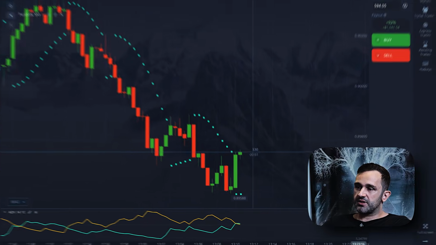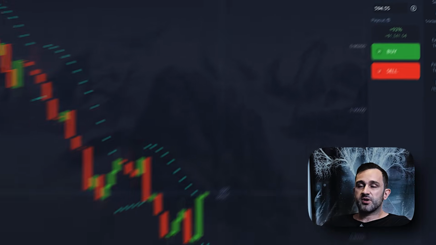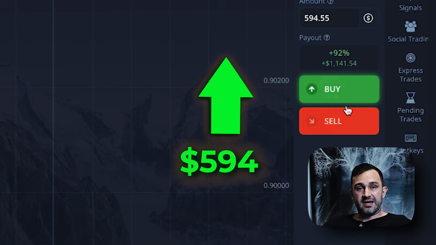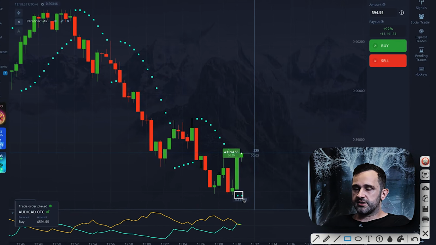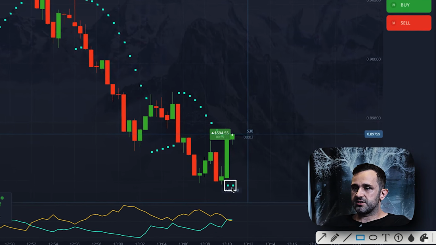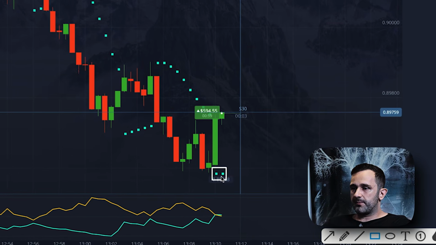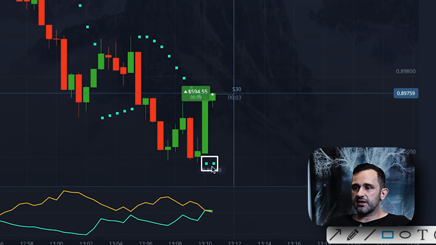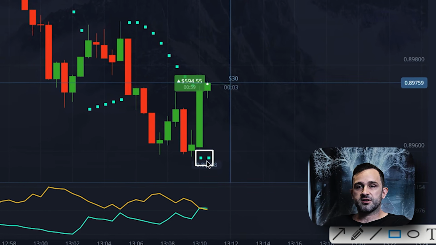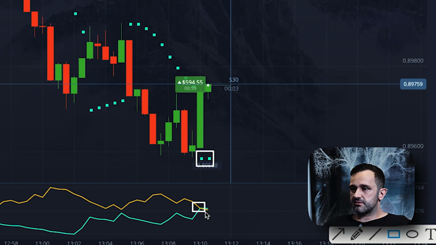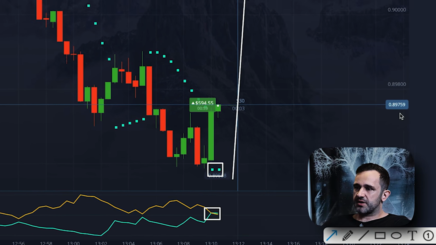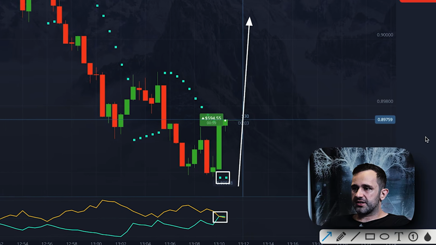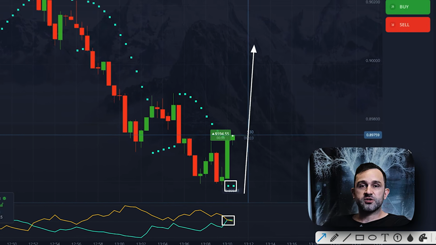Excellent. Now I've found another promising entry point, opening a buy trade for $594. Looking again at Parabolic SAR, the dots are already moving below the candlesticks. This is an important signal. The indicator begins supporting price from below. That means the downward movement is weakening and a foundation for an upward reversal is forming. Next, ADX, DI plus begins to rise above DI minus. This means buyer strength is becoming greater than seller strength. The market is no longer just stopping the fall, but shifting toward growth.